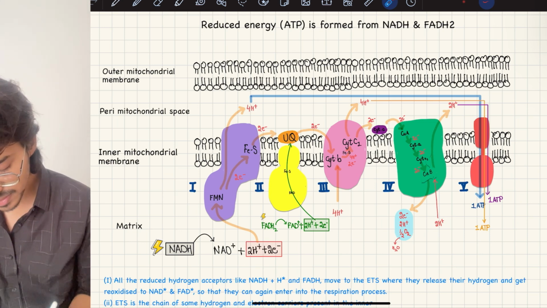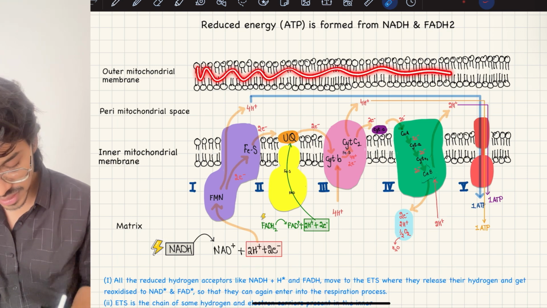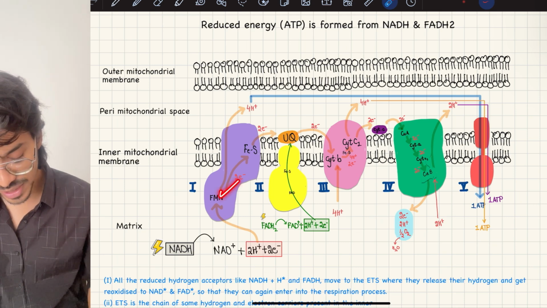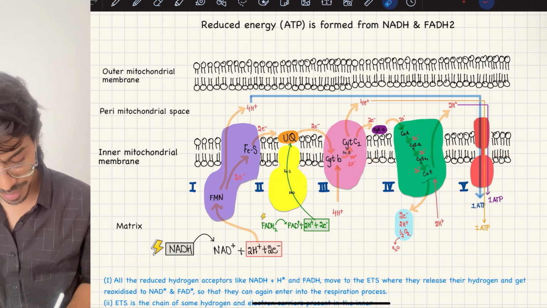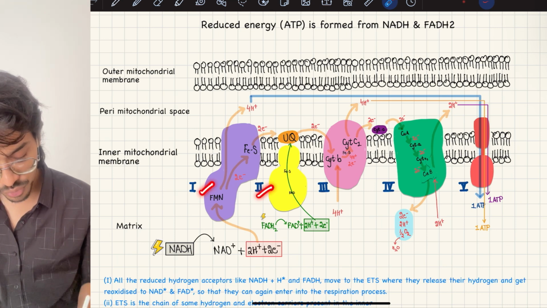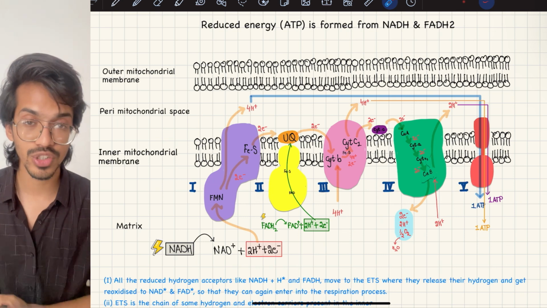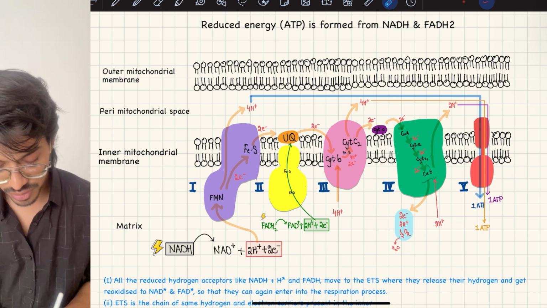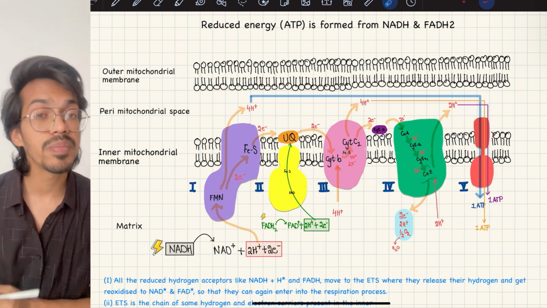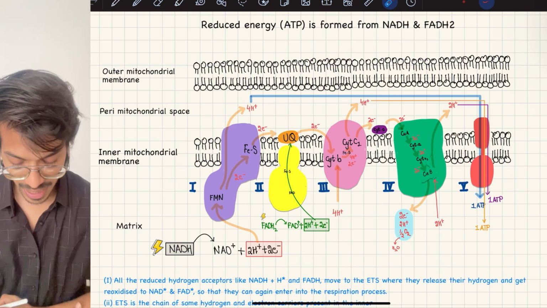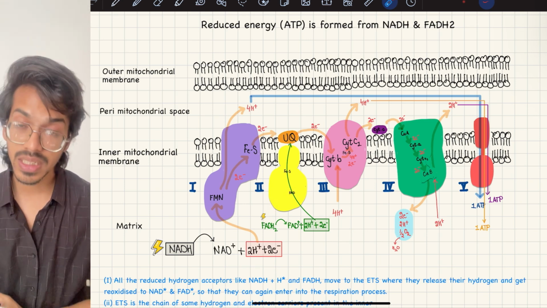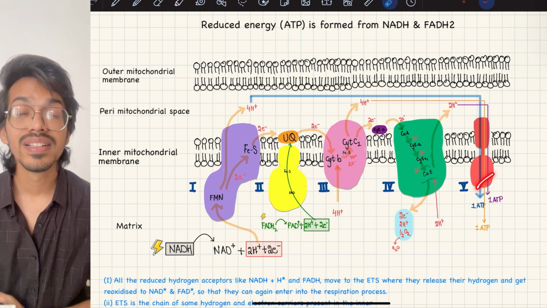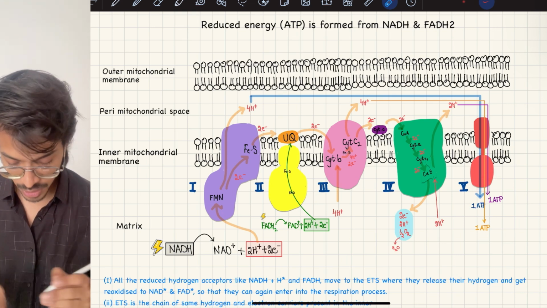Over here, this is the outer mitochondrial membrane, and this is the inner mitochondrial membrane. The next most likely question: what are the complexes present on the inner mitochondrial membrane? We have complex number 1, 2, 3, 4 and 5, and each has a name. For example, complex 1 is NADH dehydrogenase. Complex 2 is succinic dehydrogenase, then the cytochrome bc1 complex, the cytochrome c oxidase complex, and the ATP synthase complex.